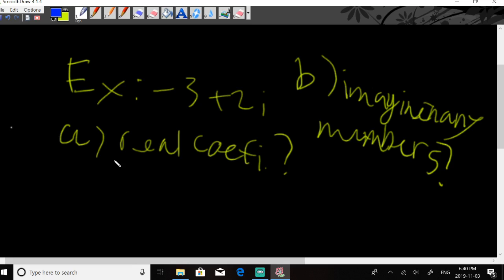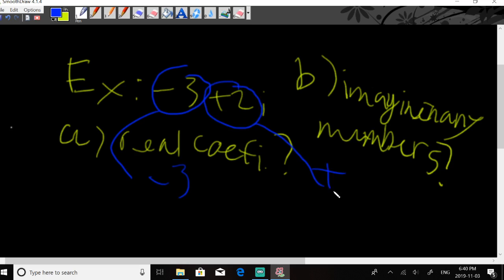So the real coefficient will be this one right here. It's -3. And the imaginary number will be this one right here. It will be +2. Remember to have the positive sign in, so it can be the right expression.